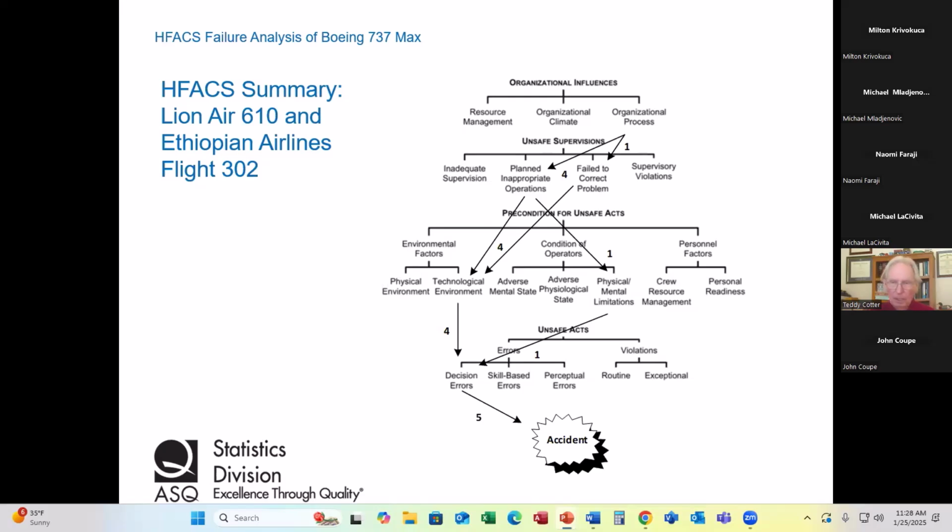Now, if we were doing the standard Ishikawa diagram, we would be able to see the decision errors. We may or may not, but we might have been able to see the technological errors, but tracing it all the way back, which HFACS does, all the way back to the organizational influences, those latent factors, we probably would not do that. Questions, comments on the summary?